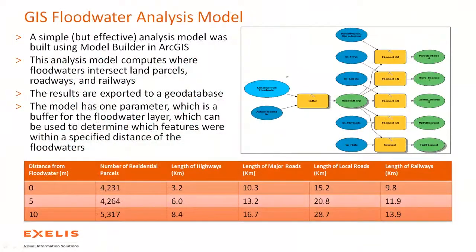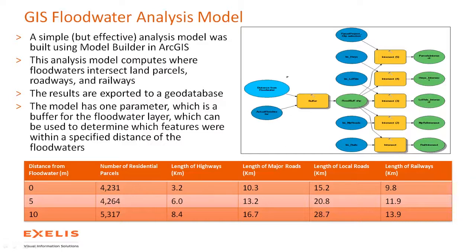A simple analysis model was built using ArcGIS Model Builder to compute where floodwaters intersected parcels, roadways, and railways. This model was built using a parameter so that a buffer distance could be added to the floodwater feature, which can be used to determine which features were within a specified distance of floodwaters. The thought here is that if a parcel, roadway, or railway is within a certain distance of floodwaters picked up from satellite imagery several days after peak flow, there's a good chance that the feature was affected by the flood.